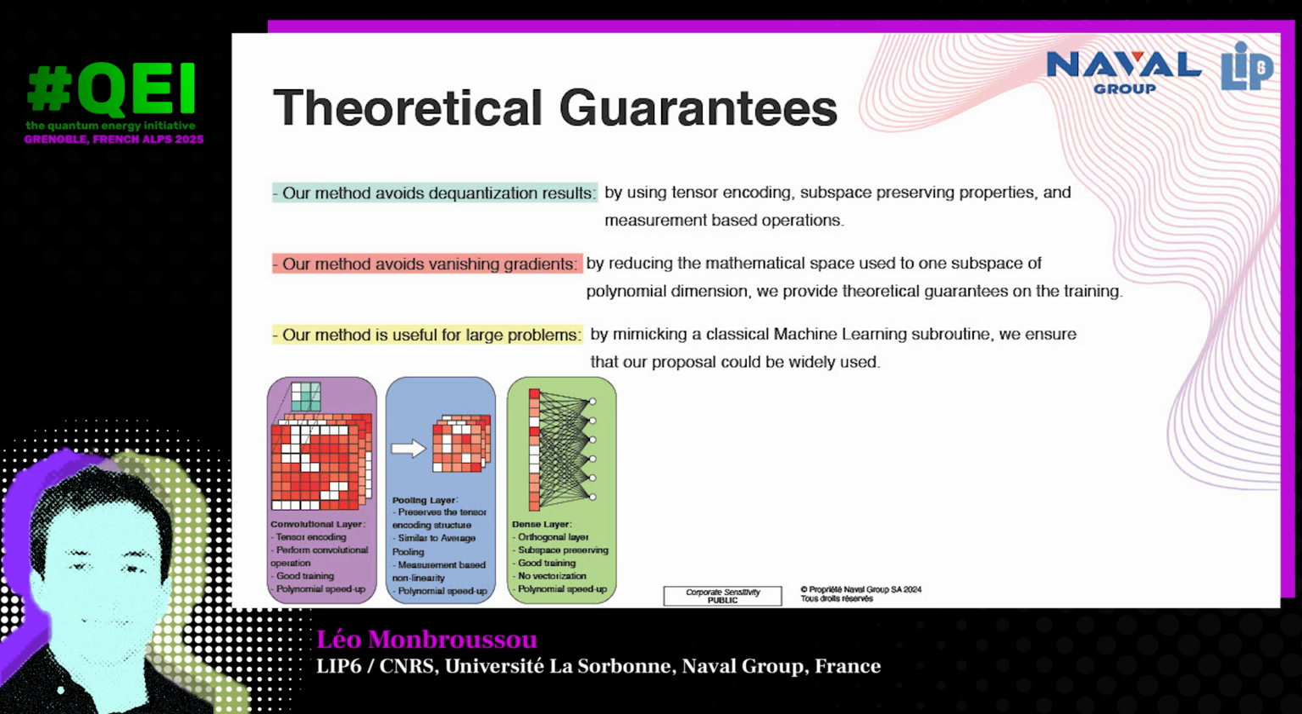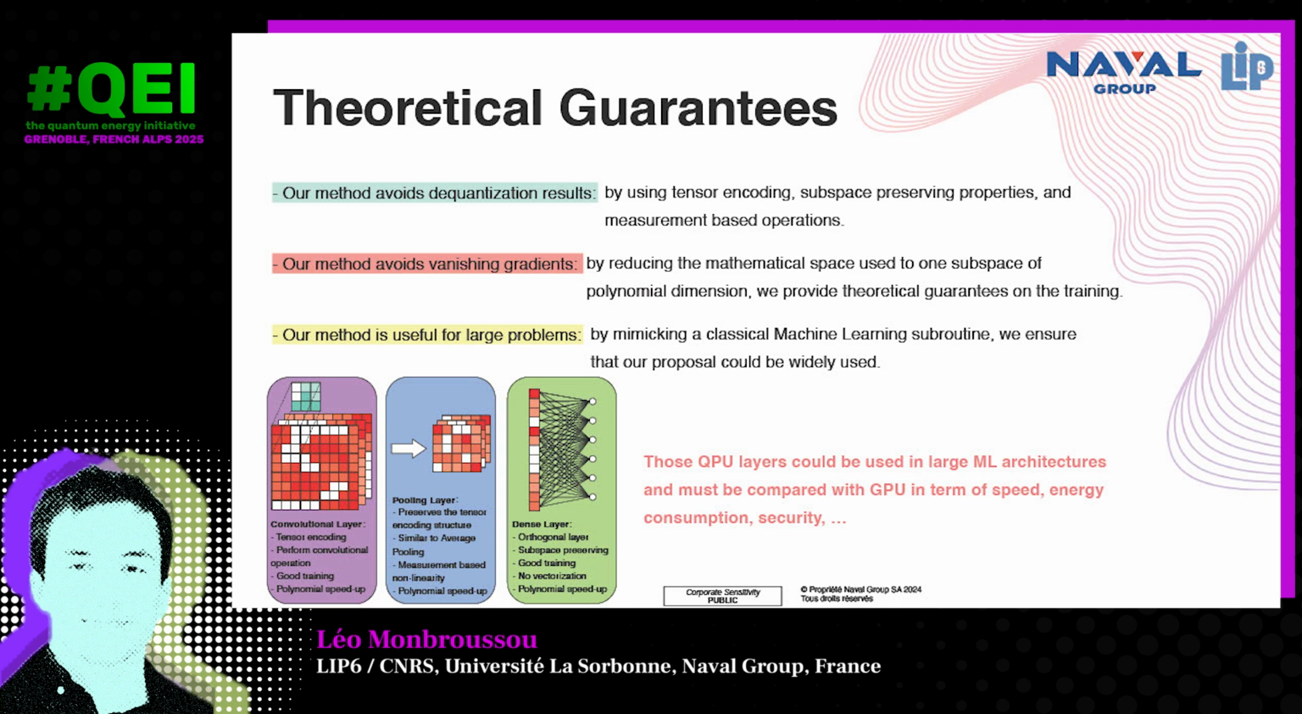And so only considering the last example, but it's true for all of them, the idea is you avoid dequantization results by using the subspace preserving properties, by using measurement-based tools and certain types of encoding. You avoid vanishing gradients, you avoid convergence issues because you use subspace preserving. And you ensure that it could be useful for large problems because you just try to mimic what classical ML is doing, if you can just take large ML architectures and replace part of them with those building blocks. So it's a strategy that passes the sanity check of dequantization, trainability, and expressivity.